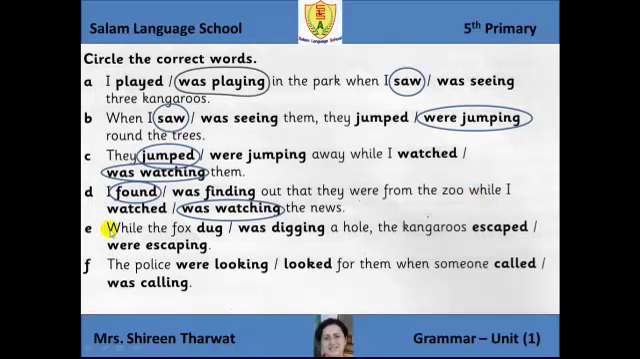Sentence E. While the fox dug or was digging a hole, the kangaroos escaped or were escaping. Yes, after while we will put was digging, excellent, a hole. And suddenly the kangaroos escaped in the past simple. The last sentence here, the police were looking, excellent, for them when someone called. It's the second action which interrupted the first action.